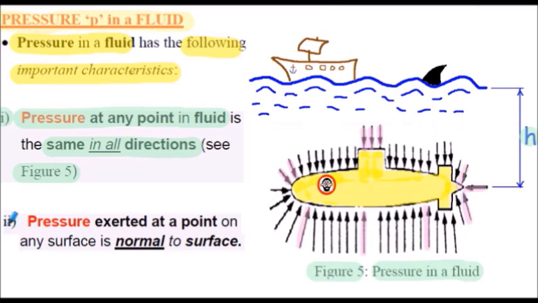And characteristic 2, the pressure exerted at this point, the location of the submarine below the surface, is always normal to the surface. So in other words, each of those arrows, when you view them, they're always at right angles to the surface of the submarine.